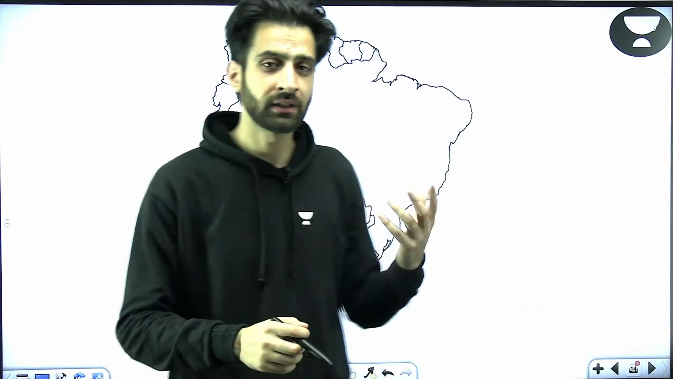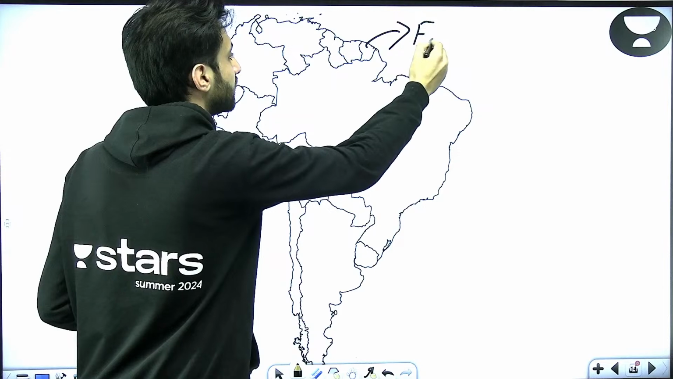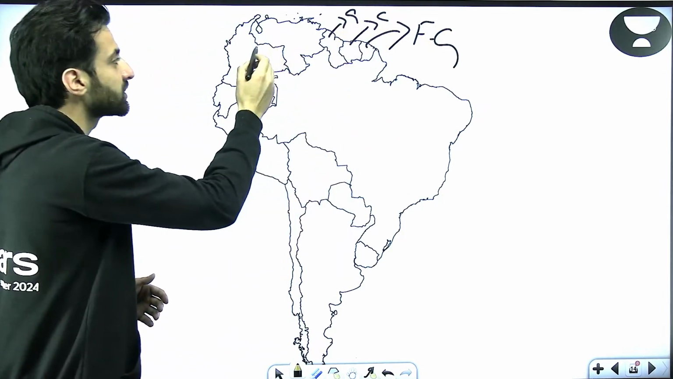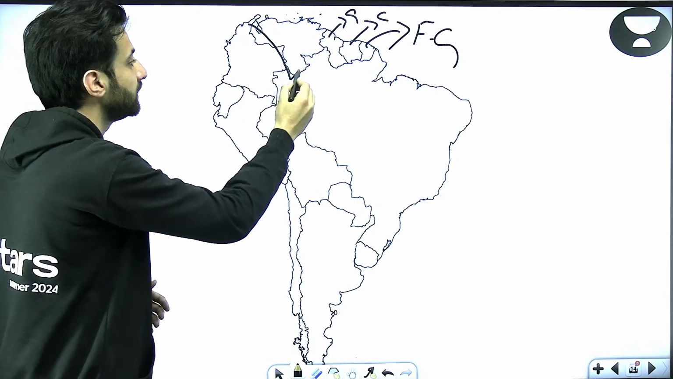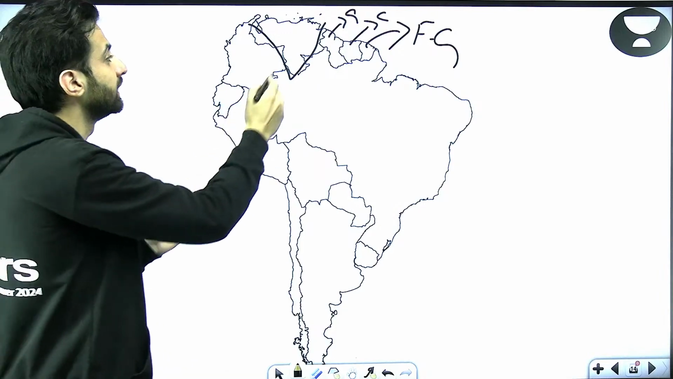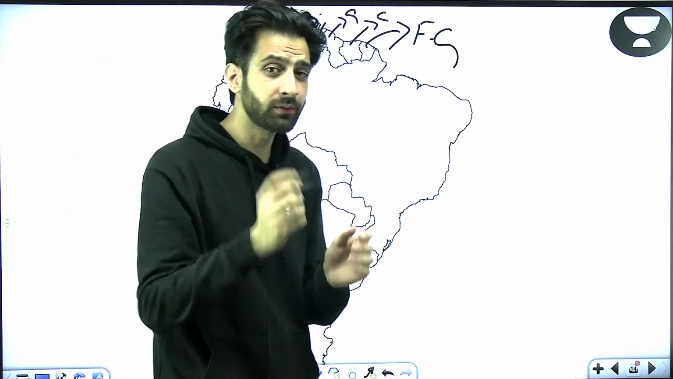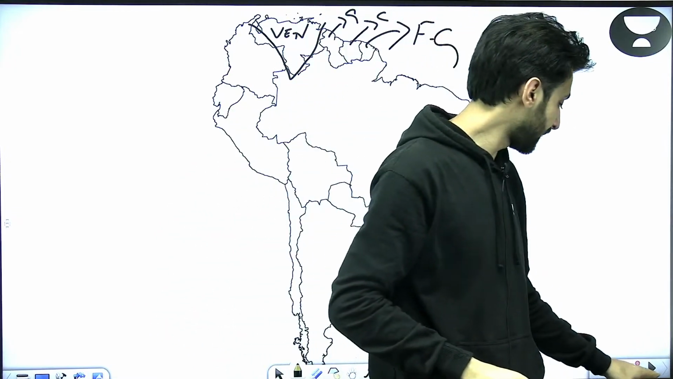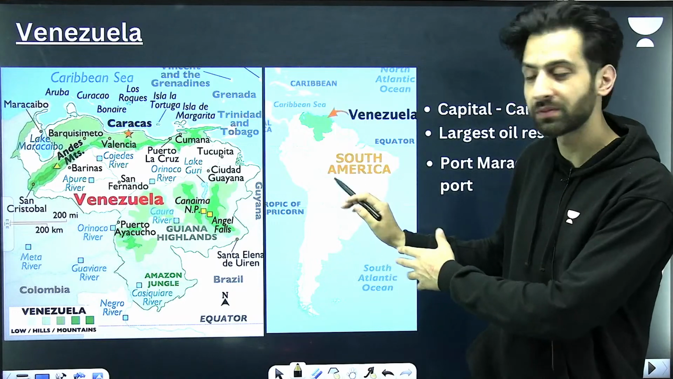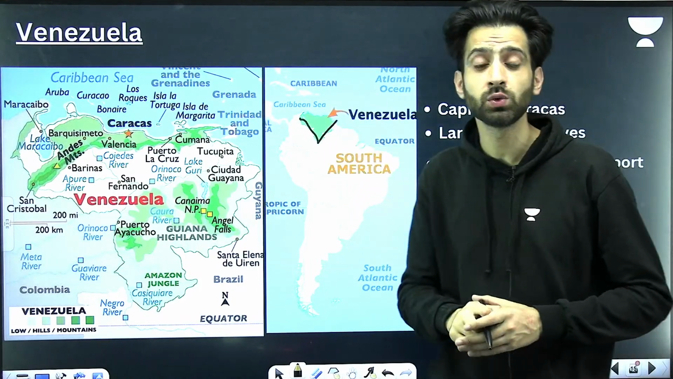Now, this is the map. If you have not realized where we are studying, this is French Guyana, then you will have Suriname, and then here is Guyana. Now we'll go to this country. If you look at this country, this is a V-shaped country. That is Venezuela. V for Venezuela. I hope you understand. If you're not able to identify this, this is the map of South America, and this is your V-shaped country, Venezuela.